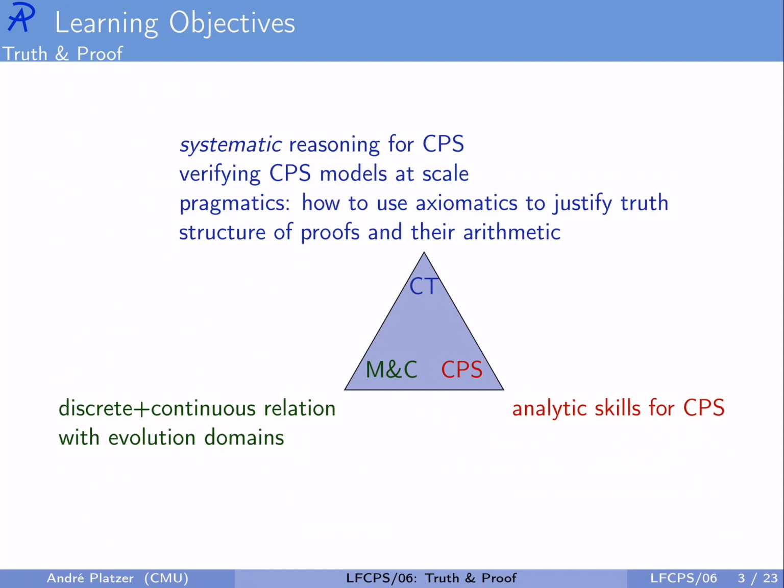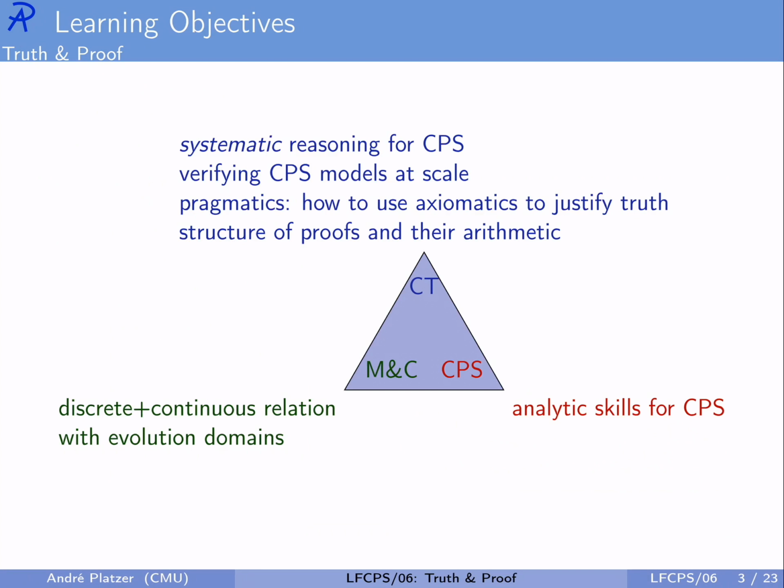On the modeling and control side, we will deepen our understanding of how discrete and continuous dynamics relate, because we'll understand in more explicit, better proof-informed ways how the discrete and continuous dynamics relate in the presence of evolution domain constraints, which we briefly talked about last time. On the computational thinking side, today's topic is really about not just reasoning for cyber-physical systems, which we saw in its beauty last time already, but also systematic reasoning for cyber-physical systems.